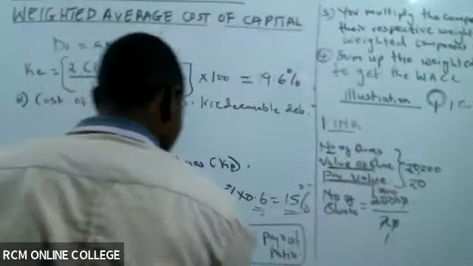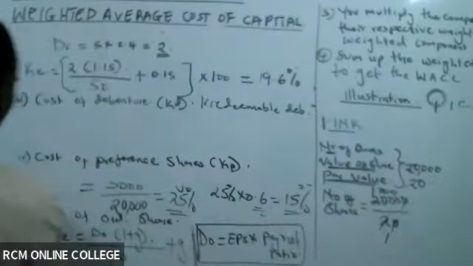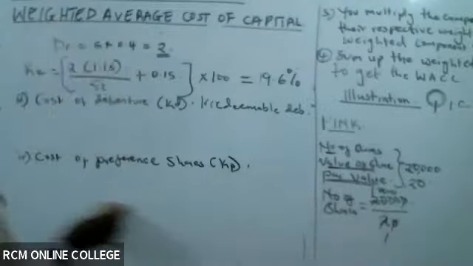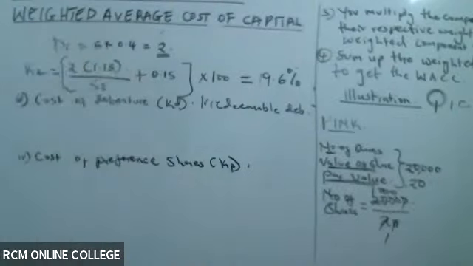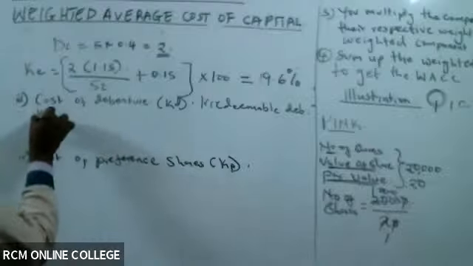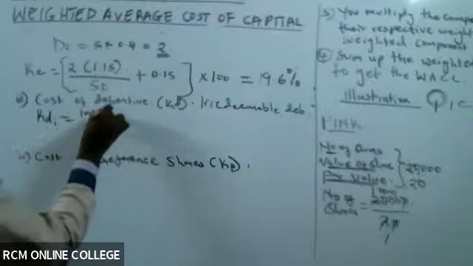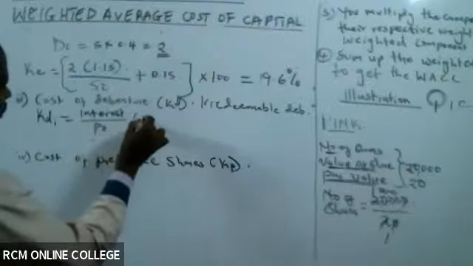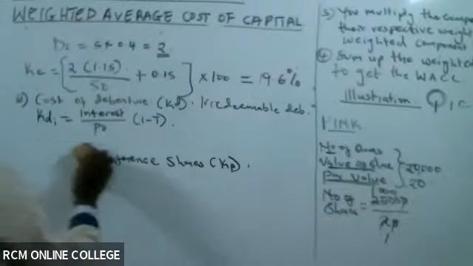Where are the rest? Can you give your answer there? This is very good. Where are the rest? We say that KD for the irredeemable is given by interest over P0, and remember this one, you adjust for tax: 1 minus T. Let's see whether we have it.